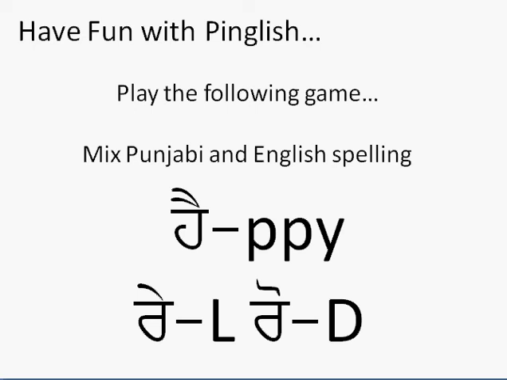Well, pause the video and see if you can figure out the next word. It's a Pinglish word. It's got a nakkar that you should already know with some laga matras. So if the above word is happy, then you can figure out what the word down below is and have fun with it. That's the end of this lesson.